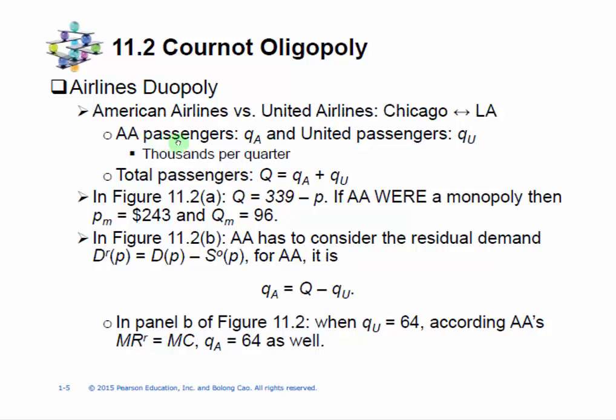The number of passengers flown by American Airlines is QA and by United is QU. The quantity supplied to the market is capital Q equal to QA plus QU, that is thousands of passengers per quarter in the whole market for the flights from Chicago to LA and back.